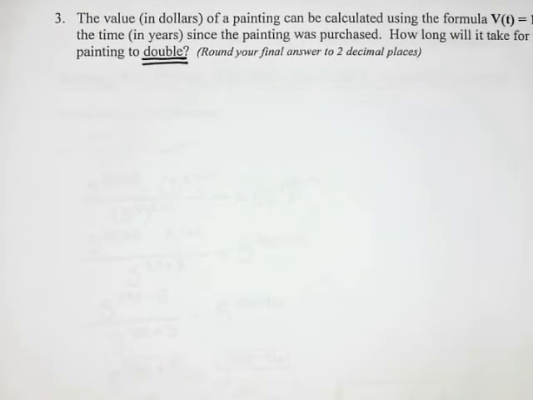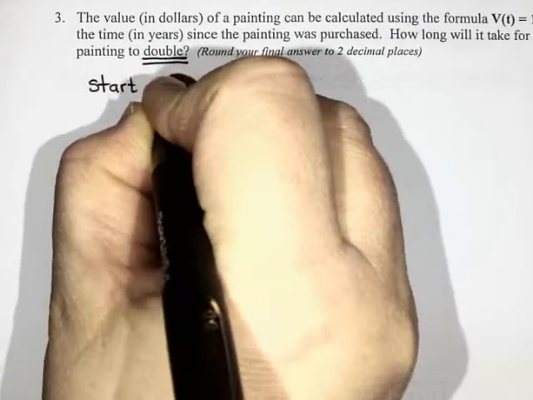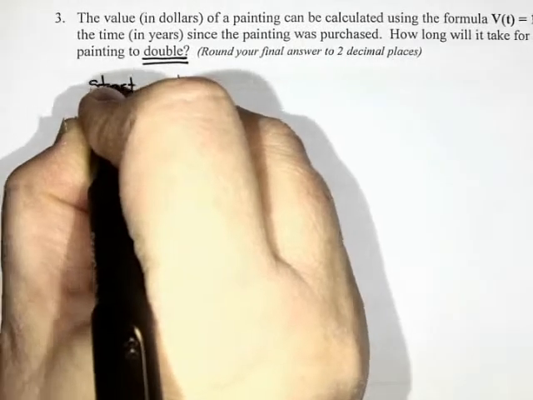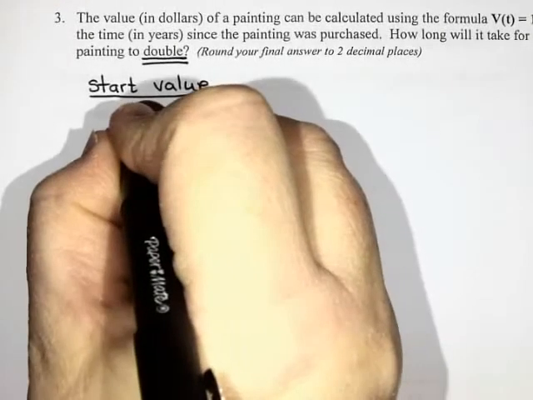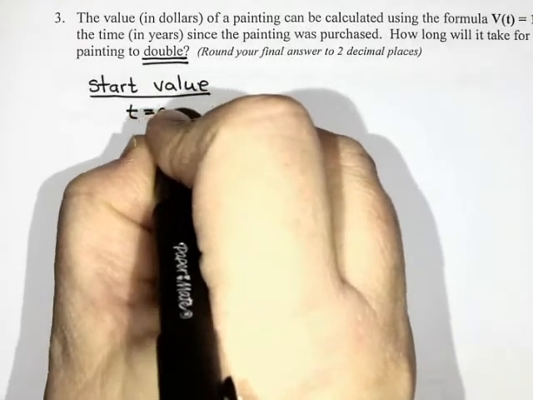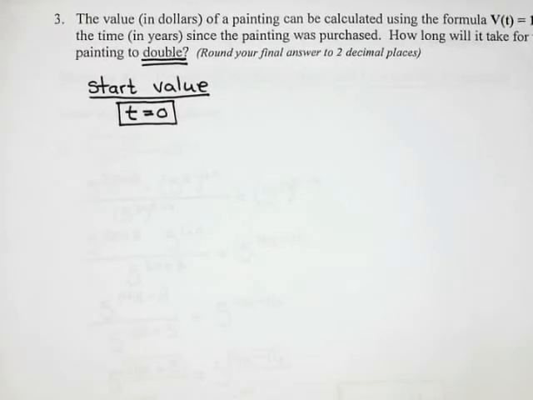So something that I might want to know is how much was the painting worth at the beginning, so then I can double it and then go from there. So first thing I'm going to do is try to calculate what the starting value is. So I'm going to try to find our start value. Now, when would that starting value have happened? It would be when we purchased the painting. So I would have purchased the painting in year 0. So at T equals 0. Anytime you're looking for the value at the start, we always want to put in 0.